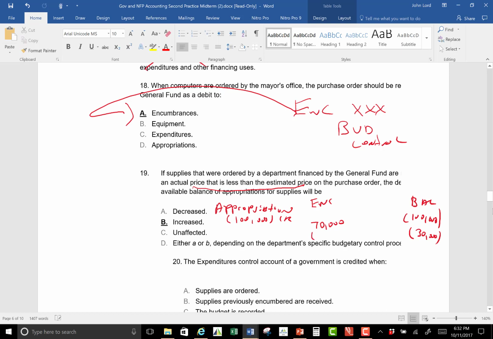I would credit the encumbrance here for 70, debit the budgetary control, and debit expenditure for the actual price, which is what, 65,000? I said. And the balance in here will now go up to 35,000, won't it? Right? The balance goes up to 35. So is it true that the available appropriations for supplies increased?